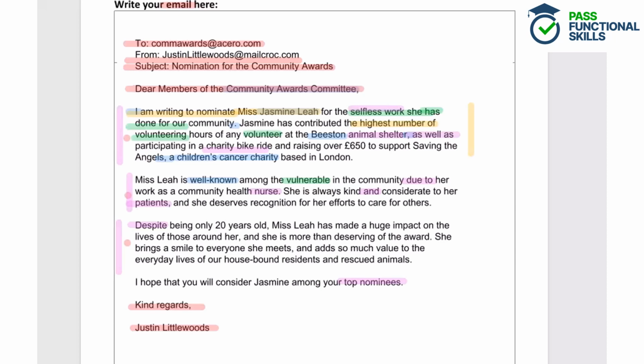You'll also need to make your paragraphs follow on in a logical order. So in this answer, we have a very logical order. We've got an introduction to the email and an explanation of the things that Jasmine does outside of work to help the community. Then we've got a little bit of detail about her work life. And then finally, we are further explaining the impact that she makes on the community and trying to persuade the reader that she is a really top nominee.